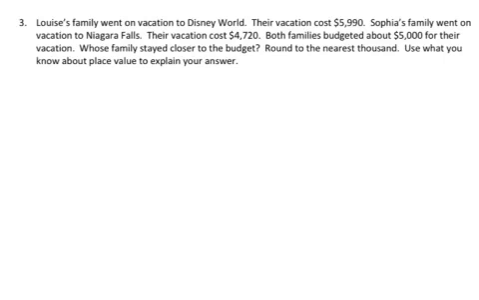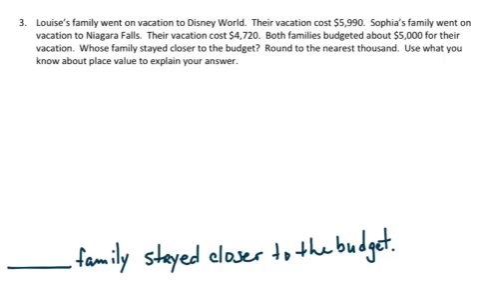So the first thing I'm going to do is write my target sentence. And that reads, blank family stayed closer to the budget. So it's either going to be Louise's family or Sophia's family. I do like to do the target sentence because it keeps the students on track for what they're looking for. So I'm not looking for a number. I'm looking for an either or. I'm looking for Louise's or Sophia's. Okay? So now I'm going to use my vertical number line.